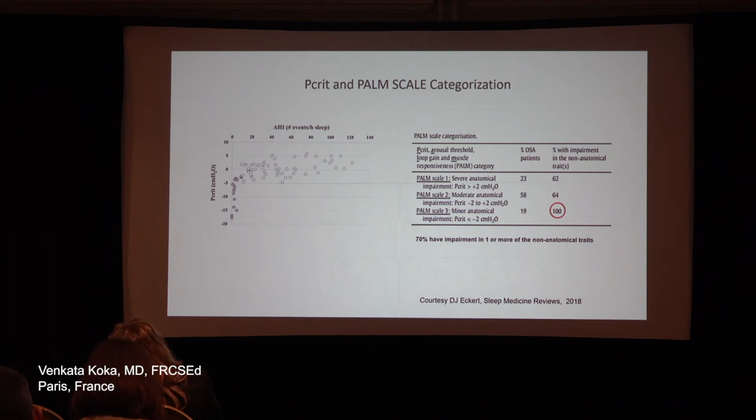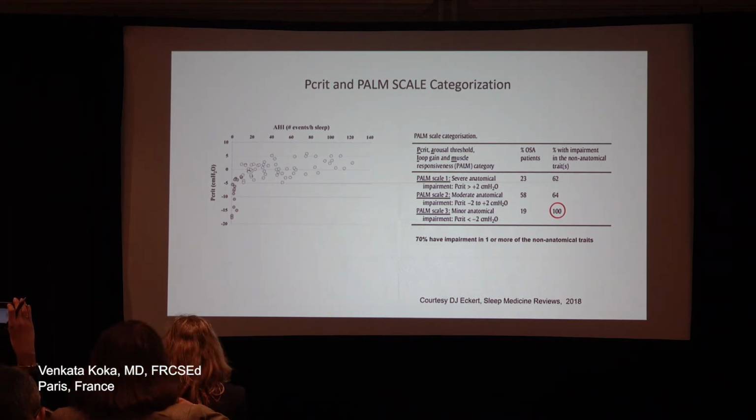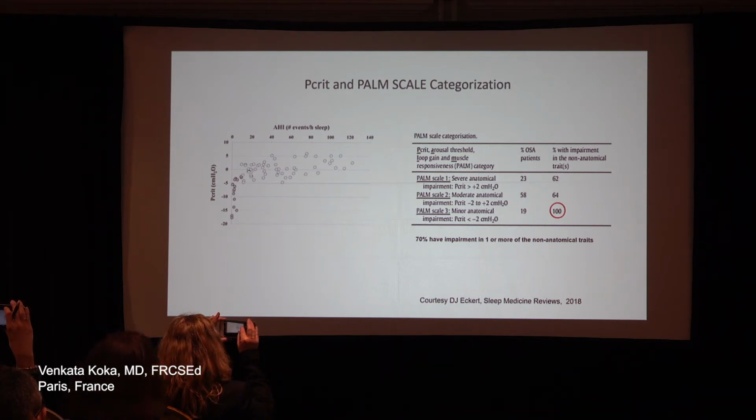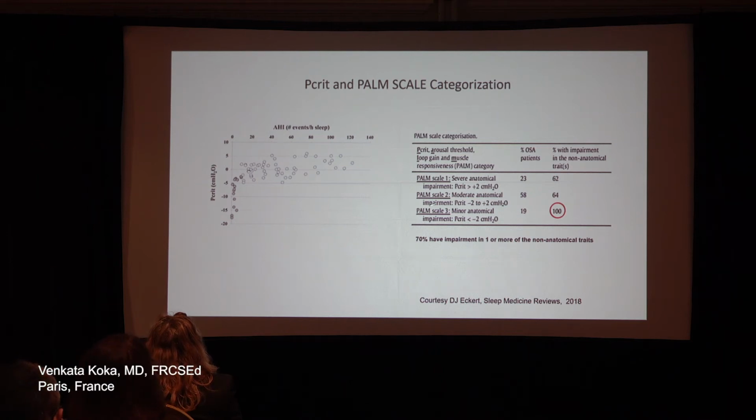And this gave a concept for Dr. Dan Yeager, my friend. He's very brilliant, from Australia. He has classified into three classes. Here you have the severe anatomical impairment. Here you have the non-anatomical factors, but the severe anatomical impairment dominates. And class 3 is a minor anatomical impairment, and moderate here.